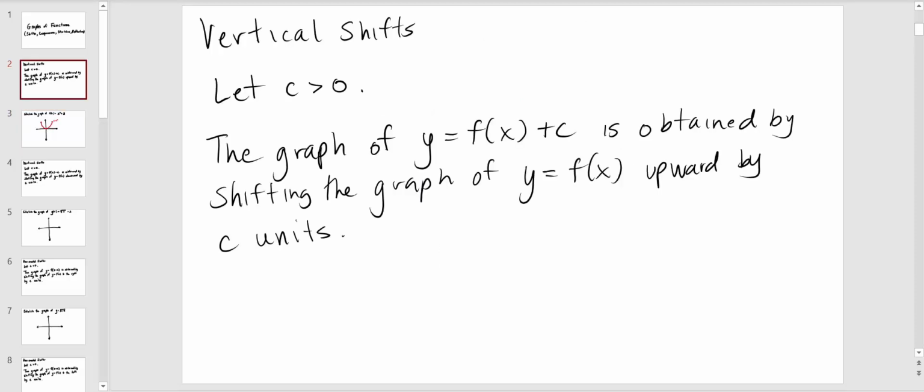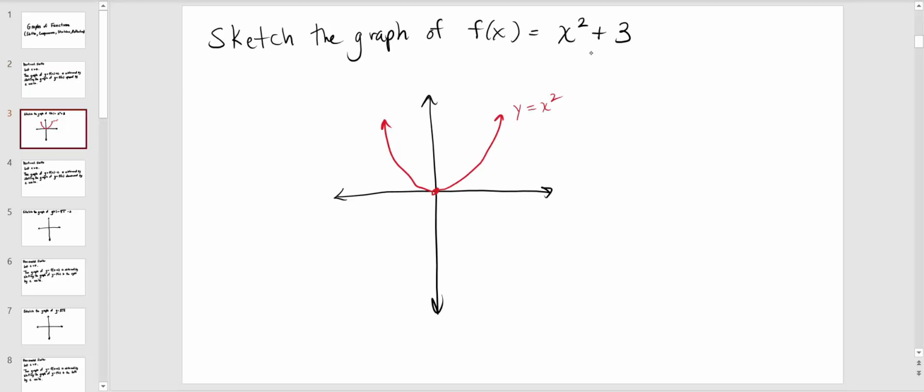Our rule says that because we're adding a positive number on the outside, we're going to shift the graph upward by that many units. In this example, we're adding positive 3, and so that's going to shift every point of this graph up 3 units. In particular, the point at the origin is going to shift from (0, 0) to (0, 3). You can see it. If you were to plug 0 into the function, you'd get 0 squared plus 3, which is 3. Every other point also translates up 3 units.